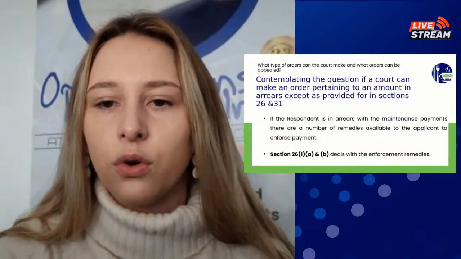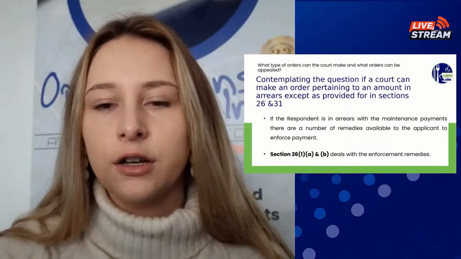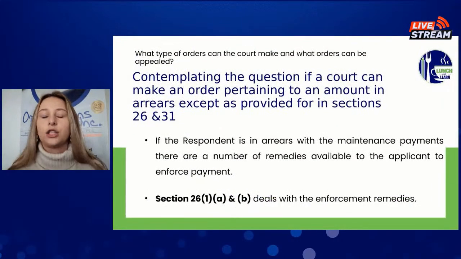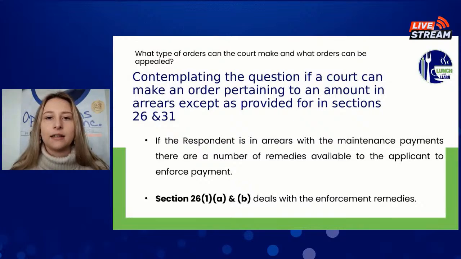Contemplating the question: can a court make an order pertaining to an amount in arrears, except as provided for in sections 26 and 31? We know that Section 26 of the Maintenance Act contains our civil remedies, which could be instituted to enforce a maintenance order against the respondent, and Section 31 deals with the criminal remedy, which is usually used as a last resort. So if the respondent is in arrears with the maintenance payments, there are a number of remedies available to the applicant to enforce the payment of the maintenance, claiming the arrear amount that is outstanding.